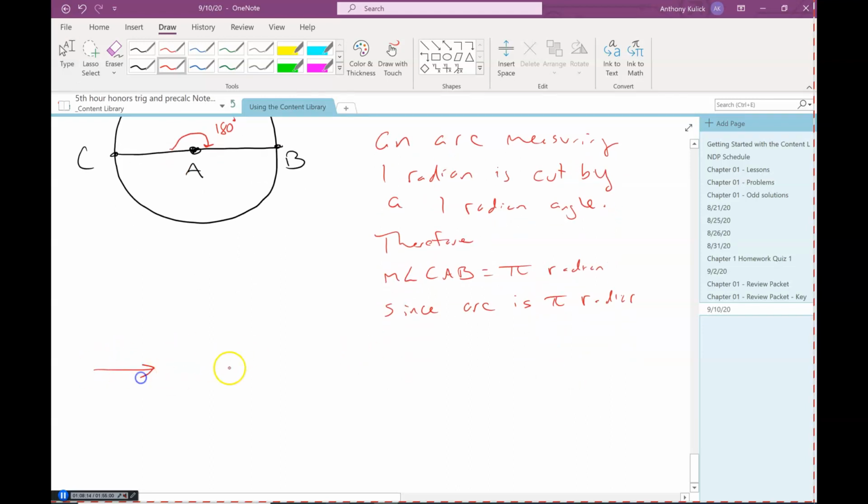So what our conversion factor becomes is 180 degrees is equivalent to pi radians. So that is our conversion factor that we'll use, and we'll pick up with doing some examples of that next time.